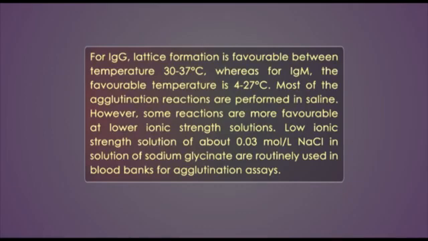Most of the agglutination reactions are performed in saline. However, some reactions are more favorable at lower ionic strength solutions. Low ionic strength solutions of about 0.03 mol per liter sodium chloride in a solution of sodium glycinate are routinely used in blood banks for agglutination assays.